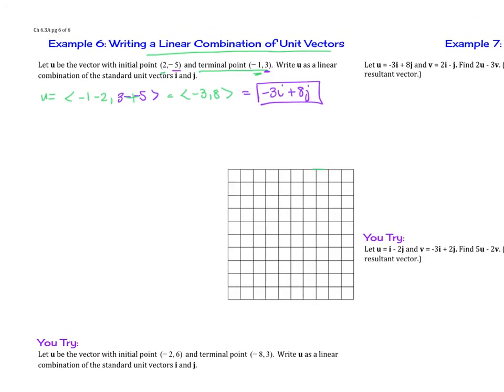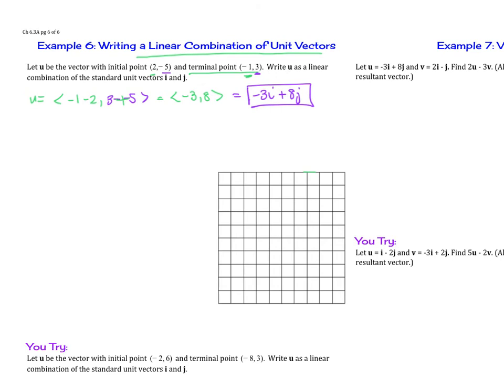Now I want to graph it, so let me graph this here. It gave us an initial point and a terminal point. The initial point is (2, -5), so right 2, down 5. And then the terminal point is (-1, 3), so left 1, up 3. So that's the terminal point of this vector. Sorry, I can't draw a straight line there.